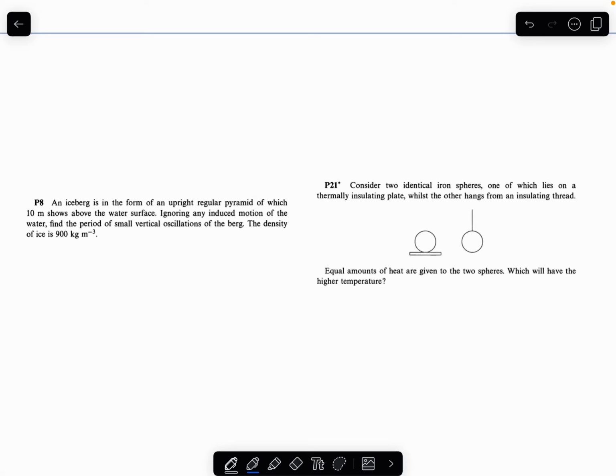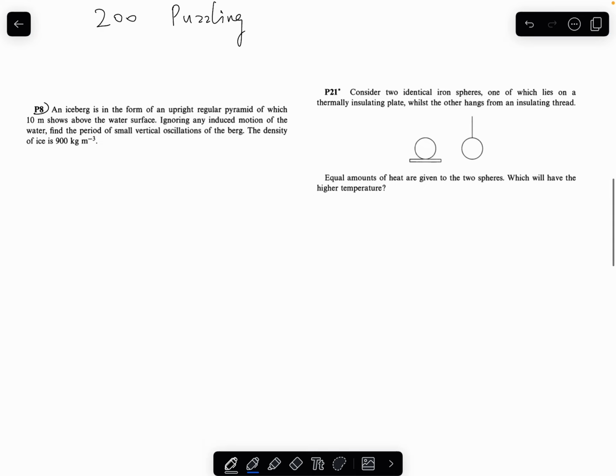Hello, and here are two mock problems for natural science physics at Cambridge, I mean the interviews. I adopted these two problems from the 200 Puzzling Physics Problems. So let's start with problem A, problem 21.